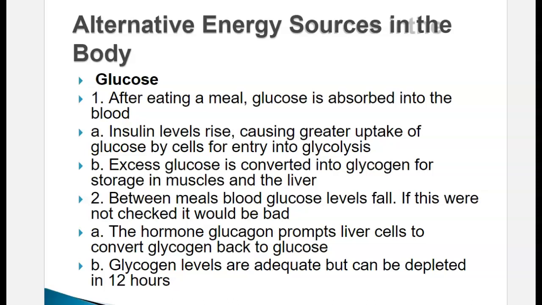When your glucose levels drop, your body registers that and it triggers your pancreas to produce glucagon. The glucagon then goes to the liver and tells your liver to take that glycogen, which is a stored polysaccharide of glucose, and break it down into glucose. That keeps your blood glucose levels where they're supposed to be.